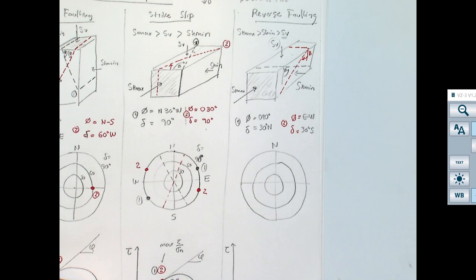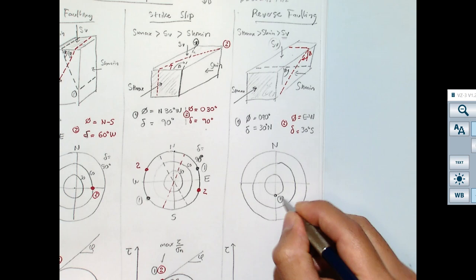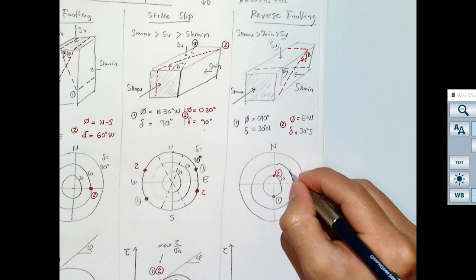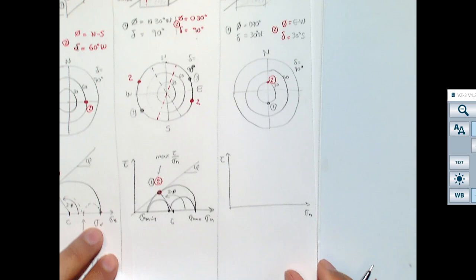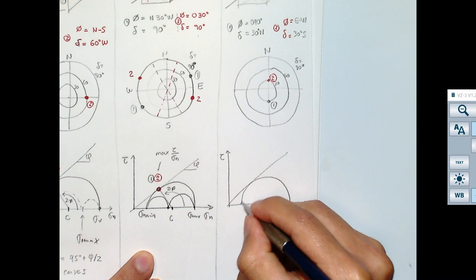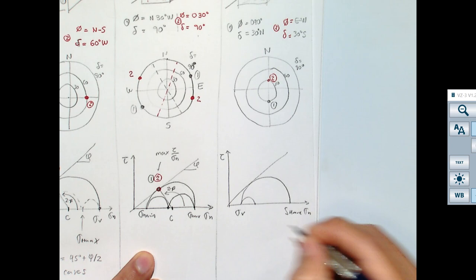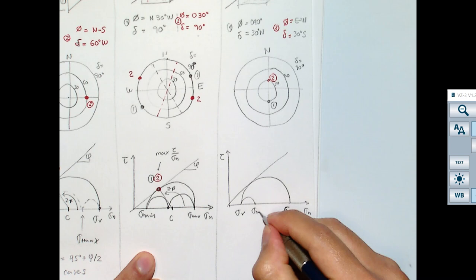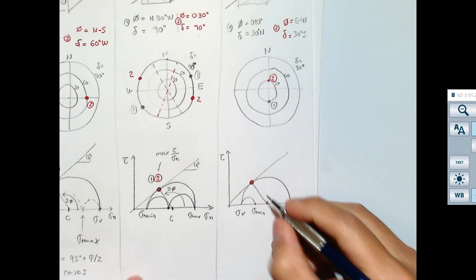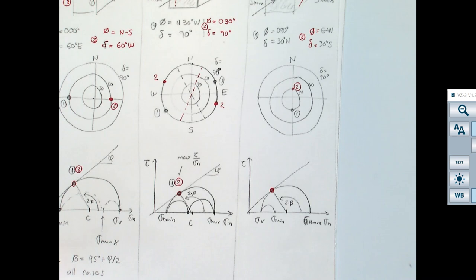Now we have here, let me see. This is going to be number one. This is going to be number two. Notice that the dip is now 30 degrees. And here, we're going to have a Mohr circle where this is going to be sigma V, sigma H max, and sigma H min. The center of the circle is going to be somewhere over there. And this point, point number two, are going to be located at 2 times beta.